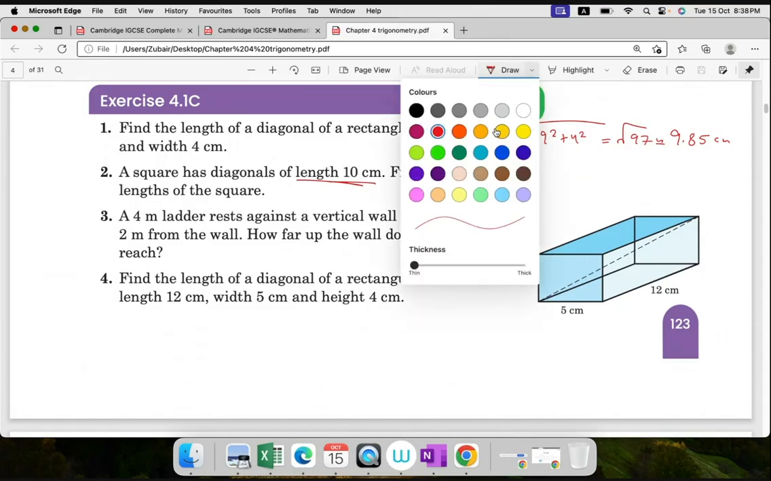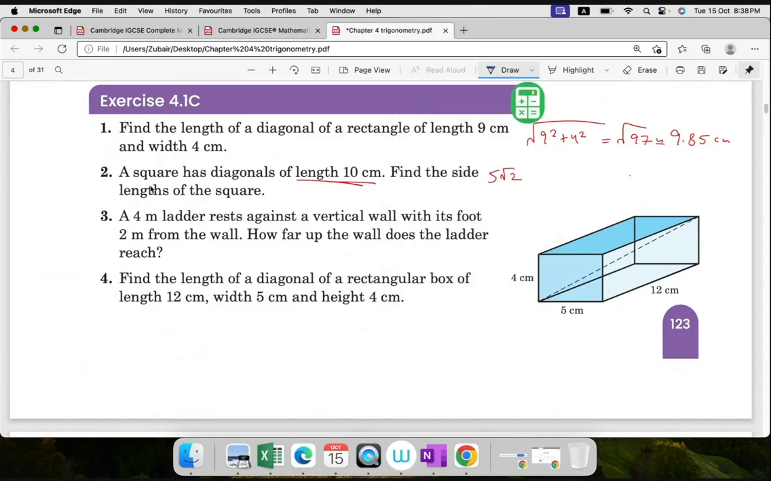Let's check. A square has a diagonal length of 10. If I draw this square and this is the diagonal, that is 10. So if that's a square, this should be x and x on both sides. So 10 squared is equal to x squared plus x squared, which could be written as 100 is equal to 2x squared, and then x squared is equal to 50. You took 1x? Yes, sir. So 5 square root 2.